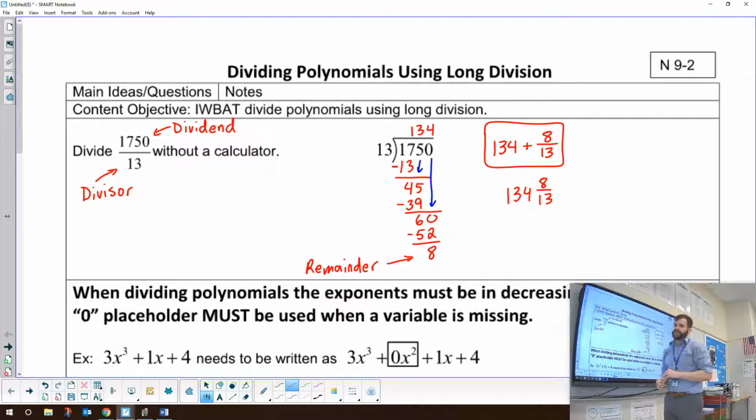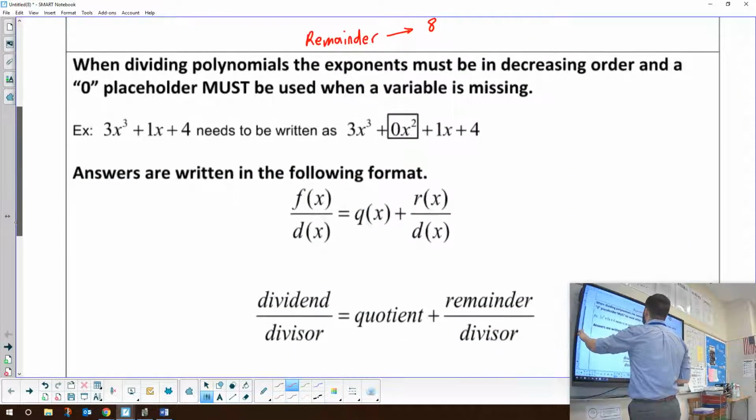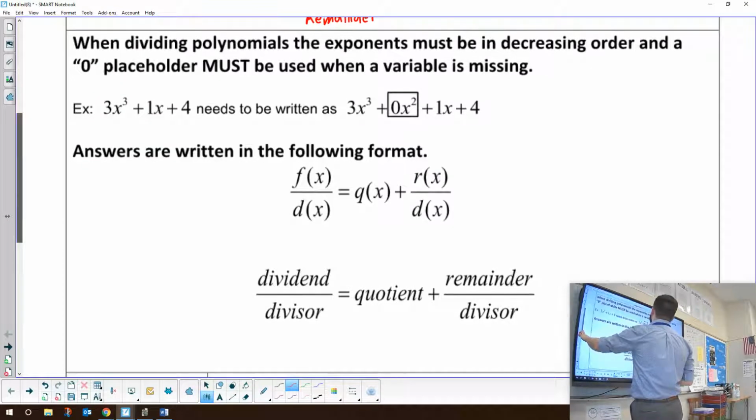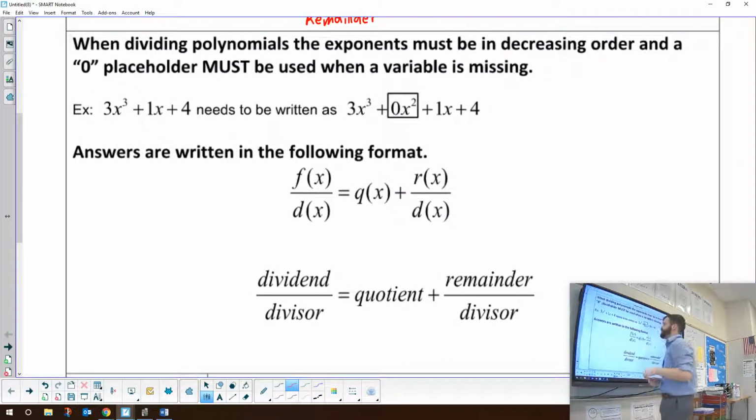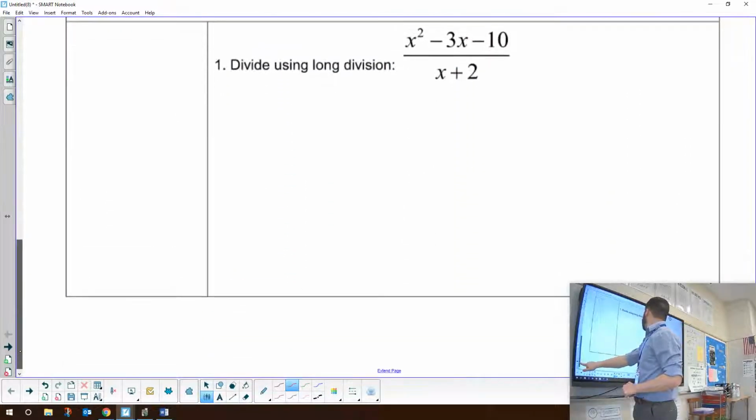Now, we can use the same idea to divide polynomials. It goes like this. We can say, when dividing polynomials, first off, we need to make sure that our exponents are decreasing in order. So in other words, we need to make sure they are in standard form, and we need to fill in any gaps that there are. So if I'm missing an x squared, we're going to put in a 0x squared like that. Okay? So as we go through here, we can set up our first problem.